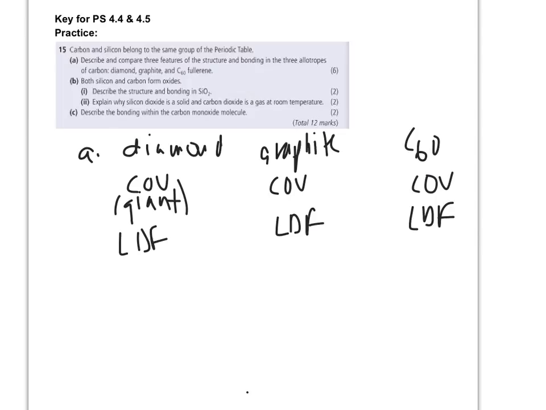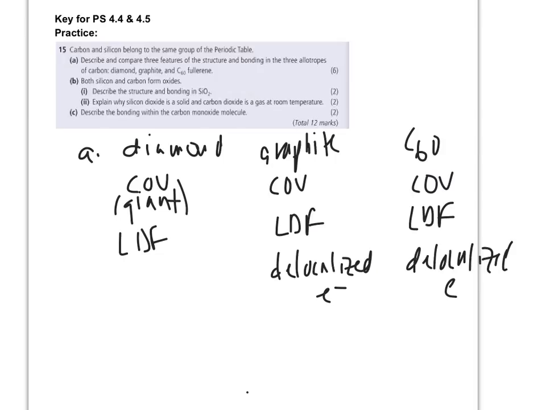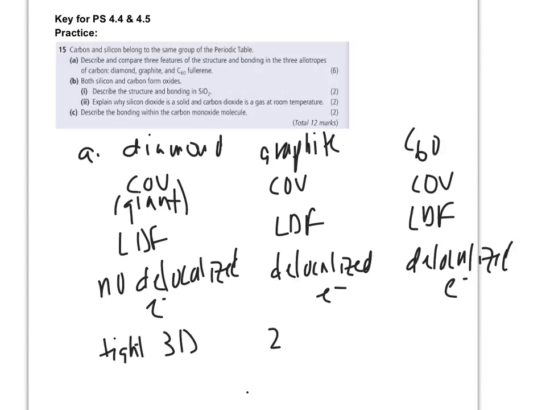Graphite and fullerene actually have delocalized electrons. So they're semiconductors, whereas diamonds have no delocalized electrons. As far as the structure, like I said, diamonds are a giant covalent, so it's a very tight 3D structure. Whereas graphite is more of a two-dimensional, it's in sheets. That's why it works so well as pencil lead.